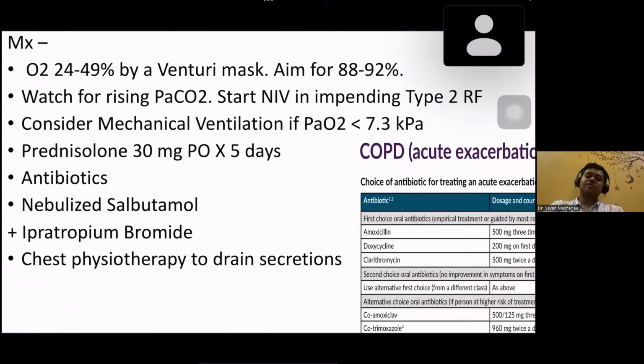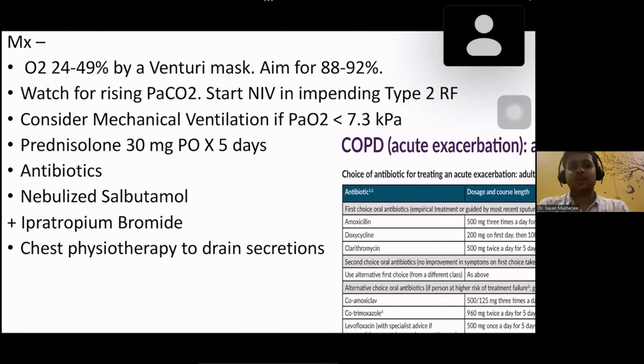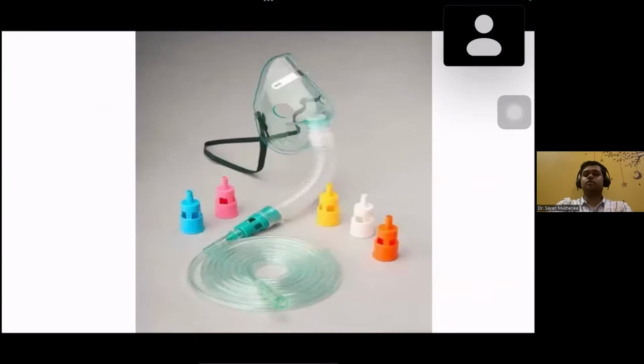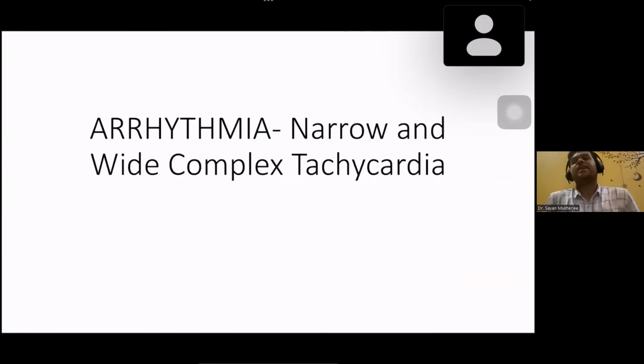And these patients often have copious secretions present in their respiratory tract. So you call the respiratory physiotherapist and ask him or her to administer chest physiotherapy for draining the secretions. You can also use certain mucolytic agents like N-acetylcysteine, or you can just nebulize normal saline to ease up the secretions so that they can be expelled. Yeah, that's the end of the respiratory section.